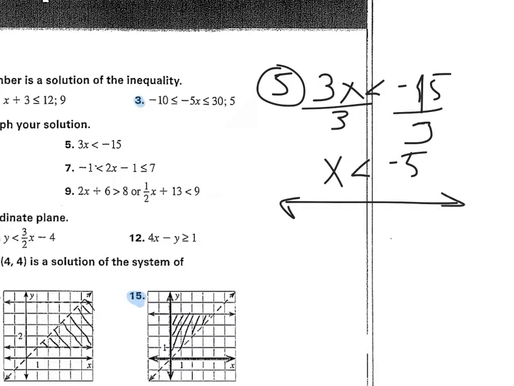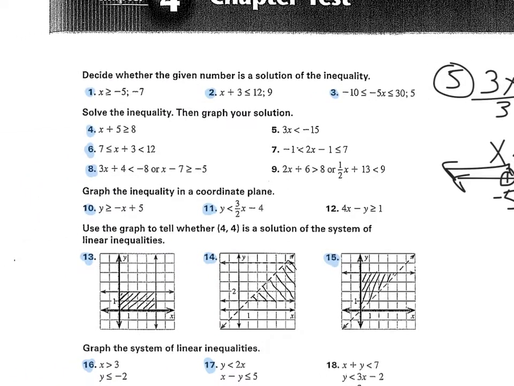Now I graph it. There's -5. This would be an open dot. It's less. Less is left. It's going to go like that. Okay? So that is how you're going to work 4, 5, or 4, 6, and 8.